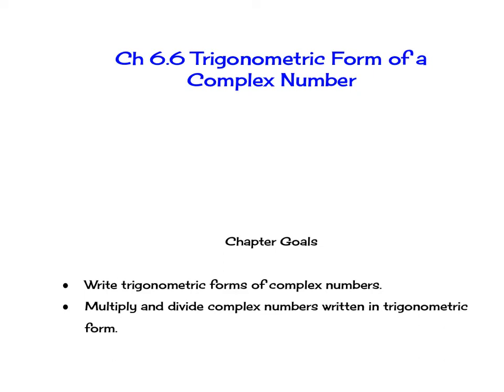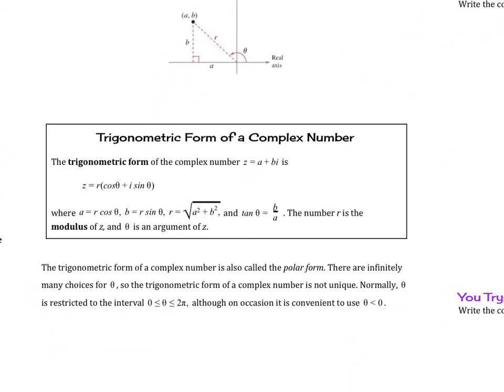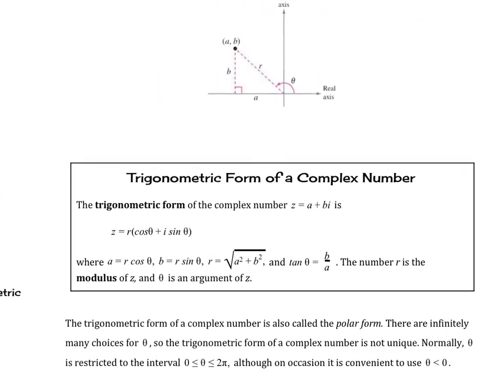Chapter 6.6, Trigonometric Form of a Complex Number. We'll write trig forms of complex numbers and multiply and divide complex numbers written in trigonometric form. So, trigonometric form of a complex number.